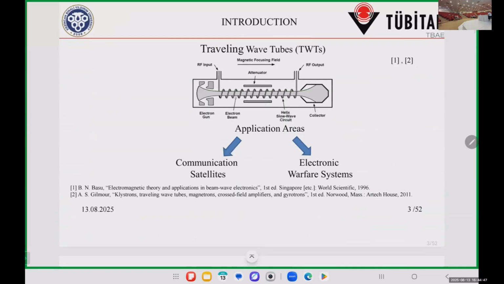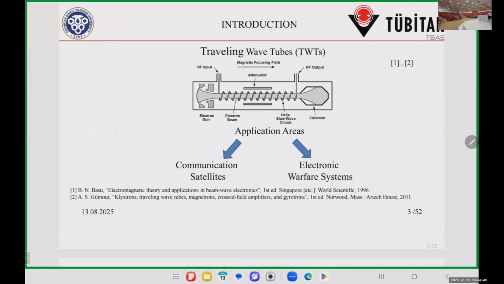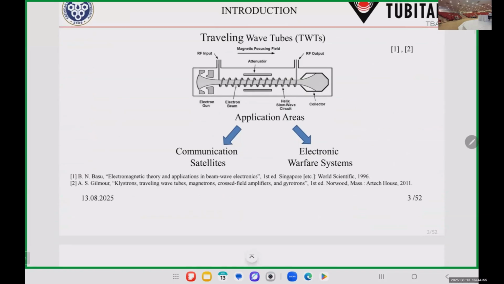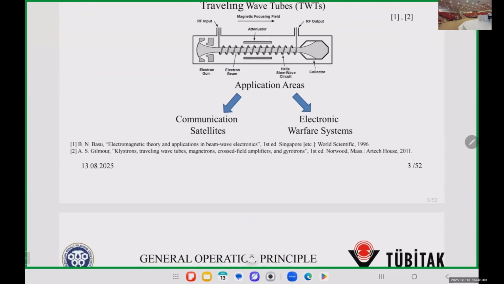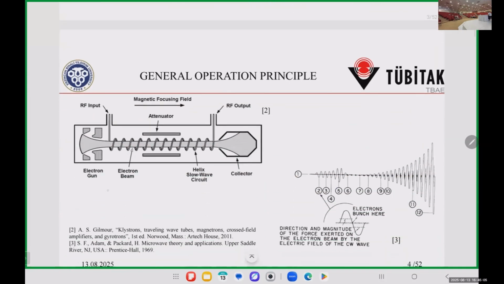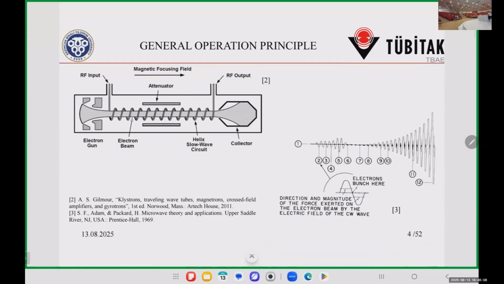So traveling wave tubes are used as final stage amplifiers in many applications, such as communication satellites and electronic warfare systems. We can say here typical TWTs consist mainly of 5 sections, namely the electron gun, slow wave structure, input-output couplers, focusing structure, and collector.